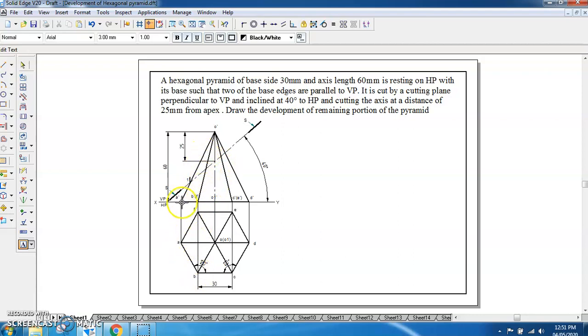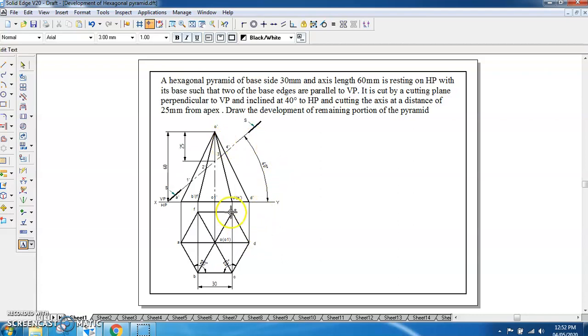So A to B is here, it is not cut. Then B to O is here and it is cut at this point, so we will name this 2 dash. Then B to C there, it is not cut, but C to O is here, it is cut at this point, so we will name this 3 dash. Then C to D is not cut, D to O is cut here, so that would be 4 dash.